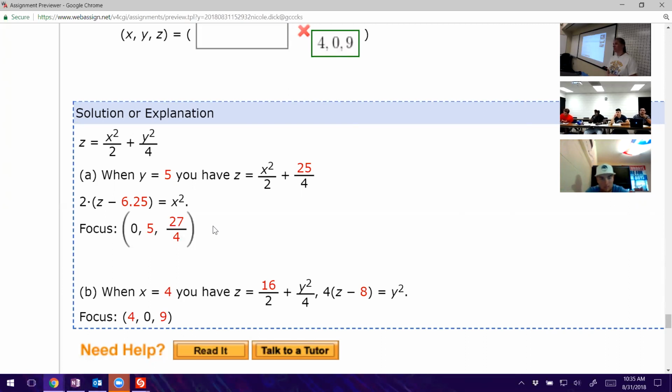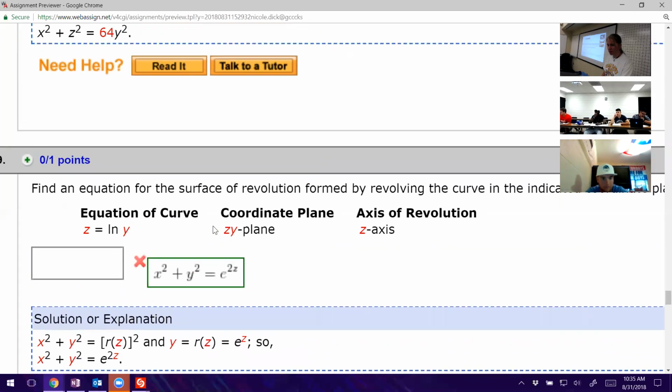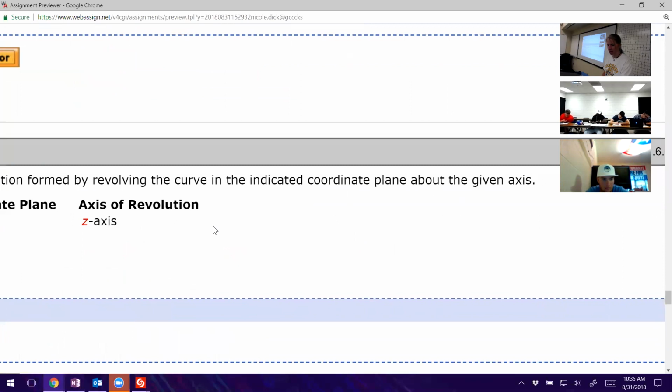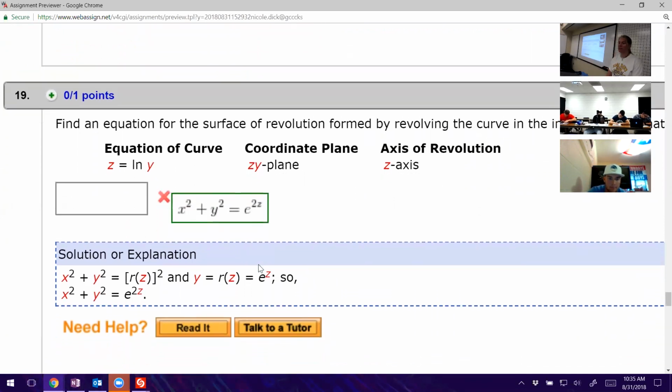I was having trouble with 19. Find the equation of a surface of revolution formed by revolving the indicated plane curve around the given axis. Okay, so we're taking the equation z equals natural log of y, and we're going to rotate it about the z-axis. Since we're rotating about the z-axis, on this left-hand side we just have x squared and y squared, because we're missing the variable we're rotating about. And then on the other side, where does all that stuff come from?